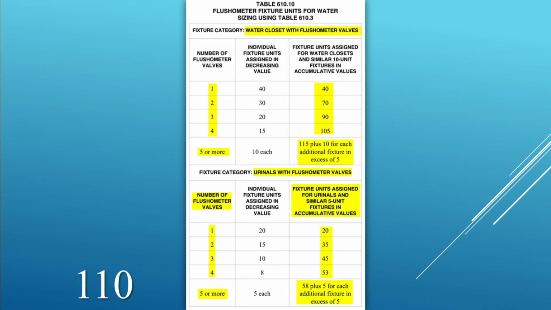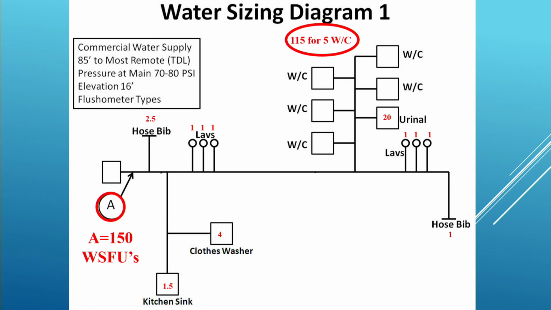Now we also had a flushometer valve urinal, so I'd step down below that, fixture category urinals with flushometer valves. That one flushometer valve urinal is worth 20. So this is what this design should look like. Our first hose bibs were 2.5, jump to the end. Your second or additional hose bib was worth 1. Come back to the beginning, near the meter, we drop down. Our kitchen sink was worth 1.5. Our clothes washer's worth 4. Our lavatory's worth 1 apiece. And again, I would just write there 1, 1, 1.